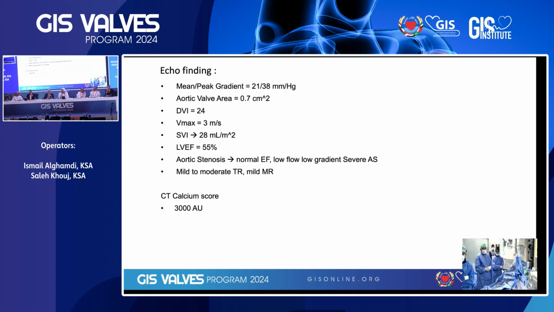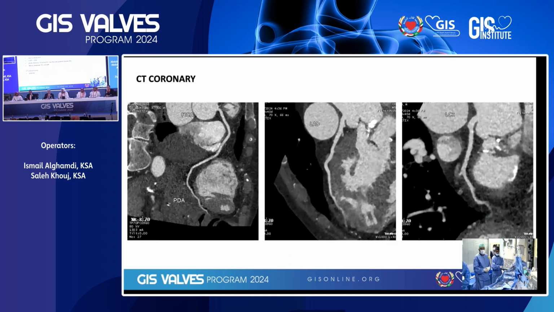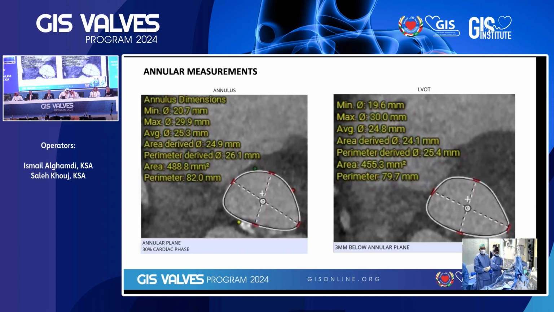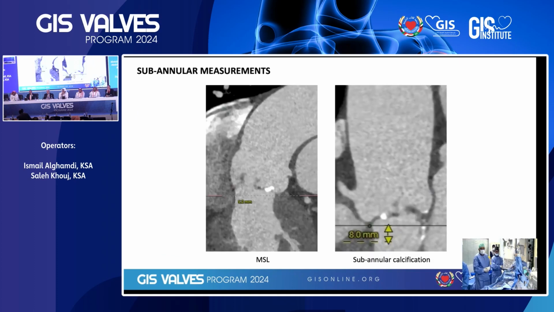Next. This is his CT coronaries, and it showed no significant coronary artery disease, and this is our usual approach in TAVI patients. Next. This is the annular measurement. We have the annular perimeter here is 82, and the minimal diameter here is 20, with average 25, and also LVOT perimeter 80. Next. This is the subannular measurement, which shows the membranous septal length around 5 millimeter, and there is a mild extension of calcium to the LVOT. Next.